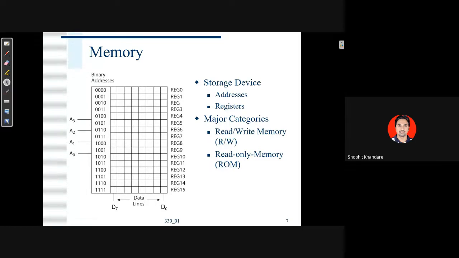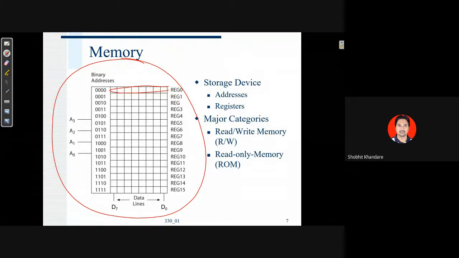Whenever you talk about the memory, I told you yesterday that memory consists of different locations. Now this whole is a memory, and these are the memory locations. Now if I ask you, what is the size of the memory location?